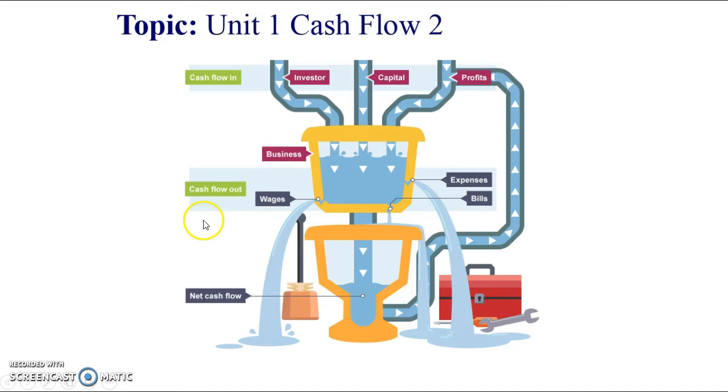So representing a toilet here, all of the money coming in, the revenue, as the cash inflow, and then the cash going out as all of these costs and expenses, and then the bottom of the toilet bowl representing the net cash flow. I think it's quite an unusual but an effective analogy.